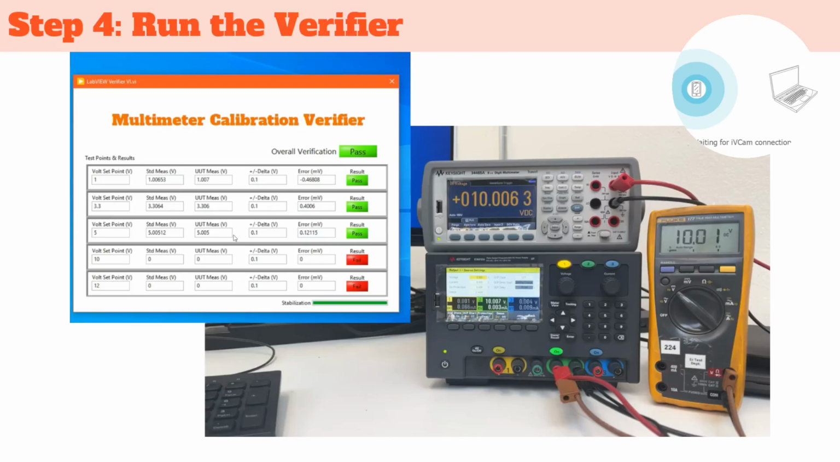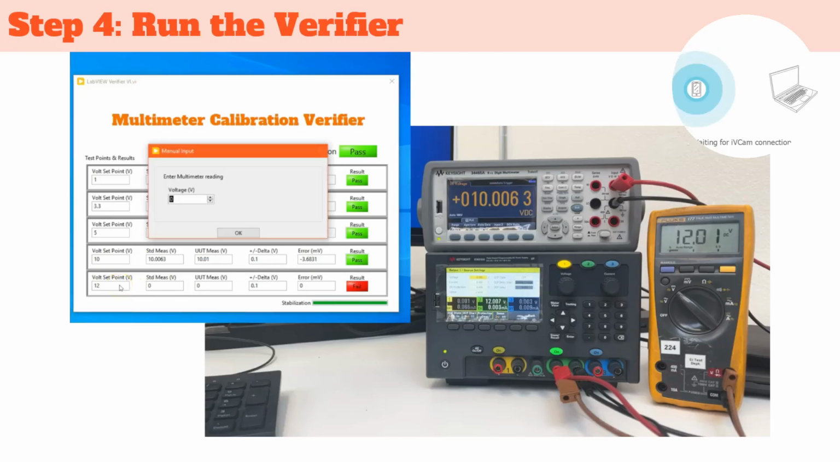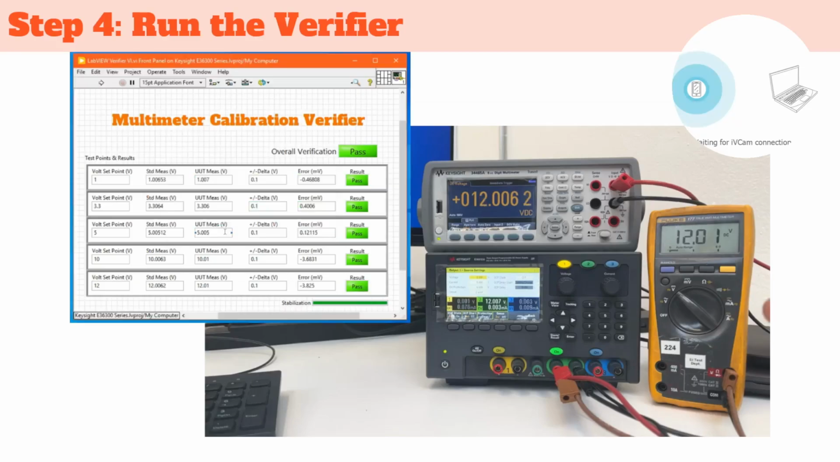During all this course we see the error differences as well, and for the 12 volt what we see now is 12.01. So that gets recorded now, and the overall result is all verified, all cross-checked, and it's passed.